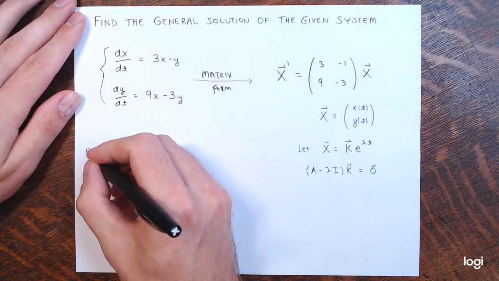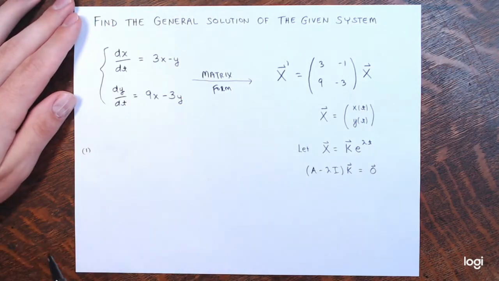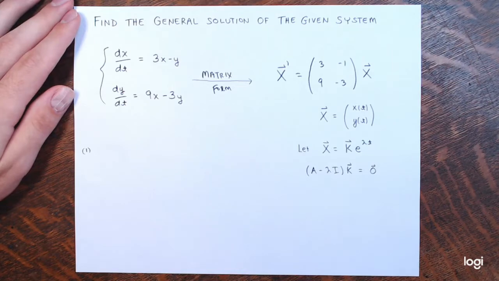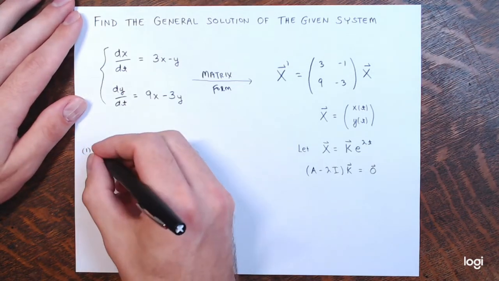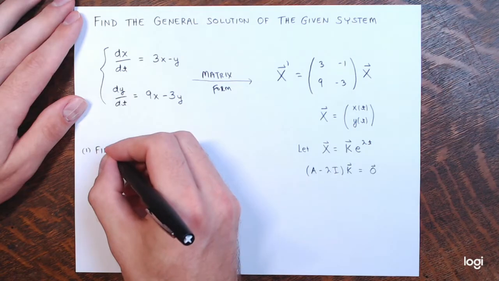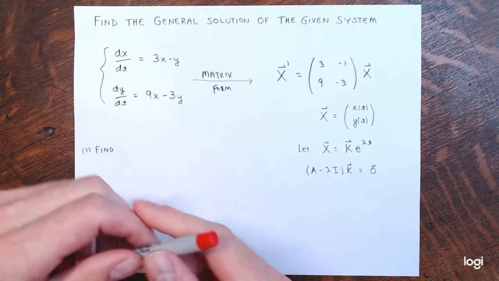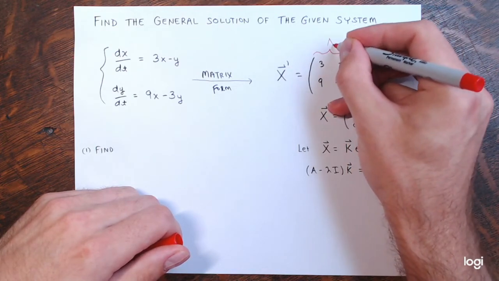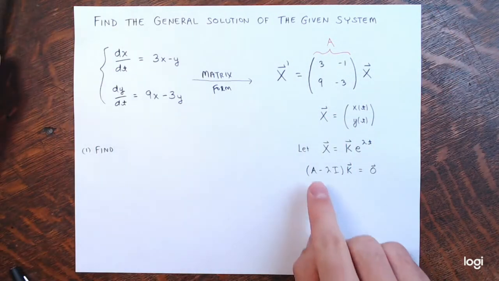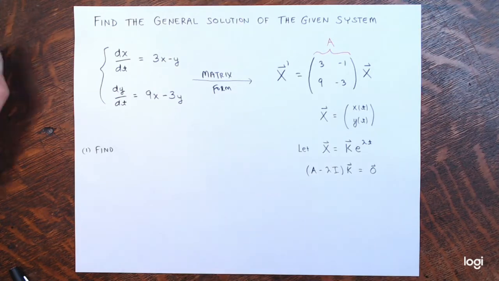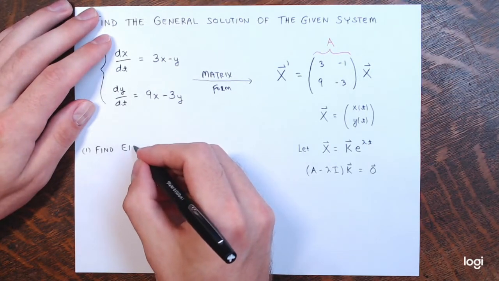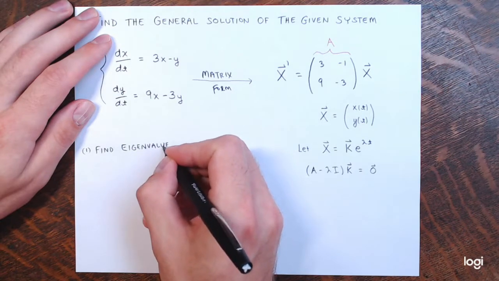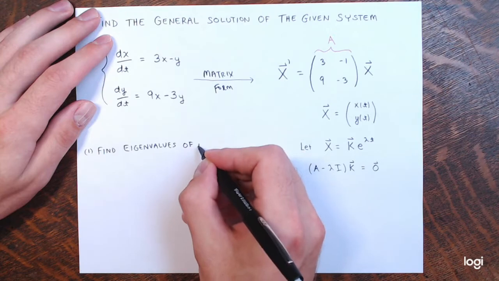Remember the first step, again, I did this in the last video too. The first step in solving these systems using eigenvalues and eigenvectors is to find the eigenvalues of our matrix, and our matrix here is 2 by 2. Again, this is going to be matrix A, this matrix A that was mentioned down here. So first I find the eigenvalues of A, our coefficient matrix.